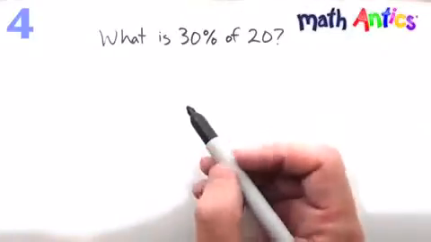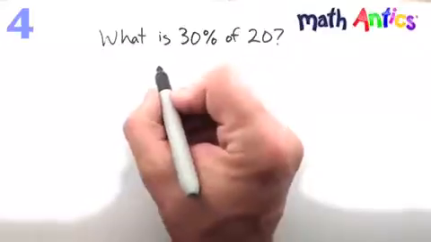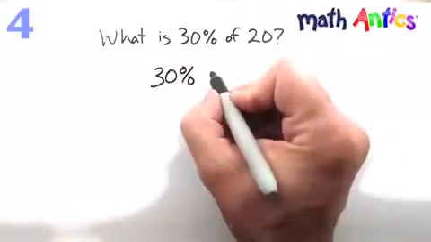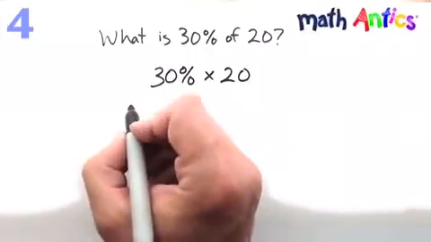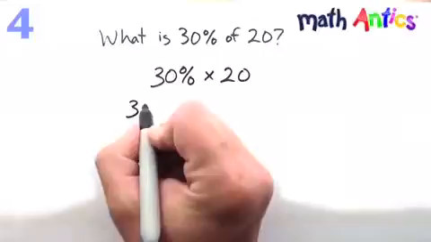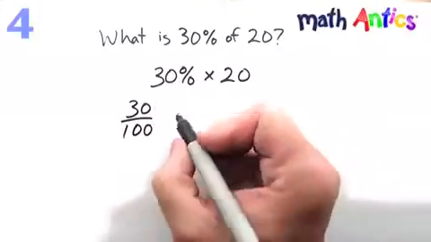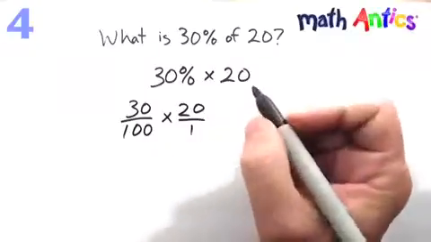And now we have the question, what is 30% of 20? So let's write it as the multiplication problem. 30% of 20 is the same as 30% times 20. And we'll write the fraction form of these numbers: 30 over 100 is 30%, times 20 over 1.